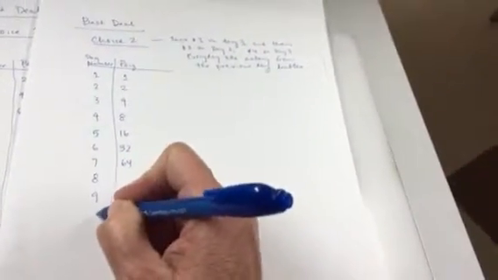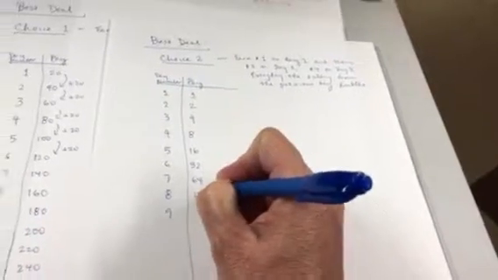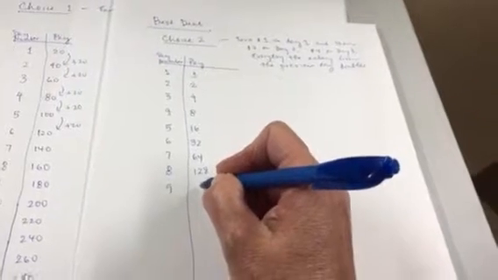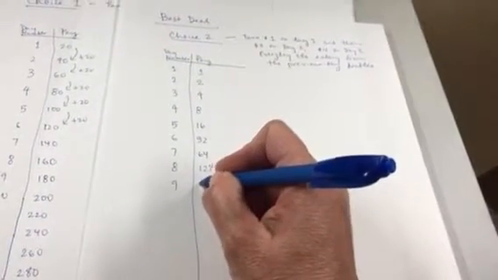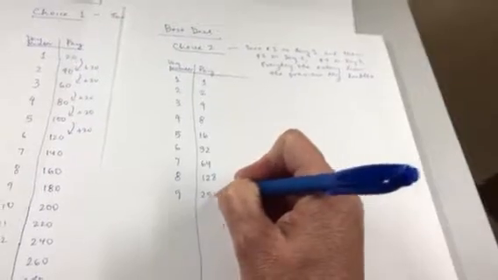Day number 5 would be 16. Day number 6 is 32. Day number 7 is 64. So if I'm looking at deal 1 versus deal number 2, I'm thinking deal number 1 is better, but day 8's 128 on deal number 2. Day 9 is what? 256. That might get my attention.